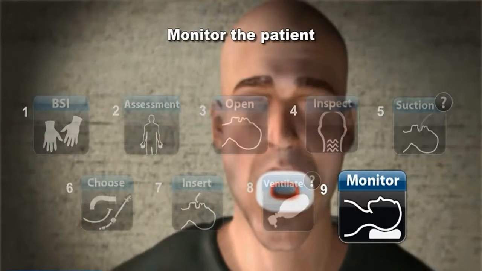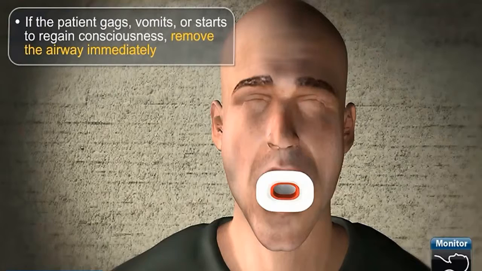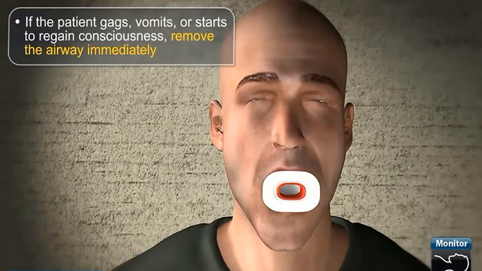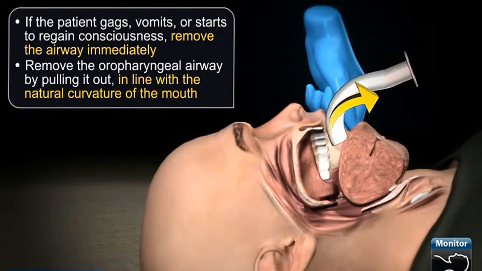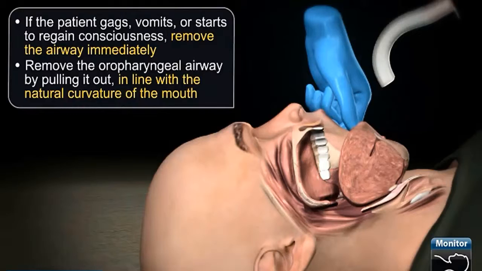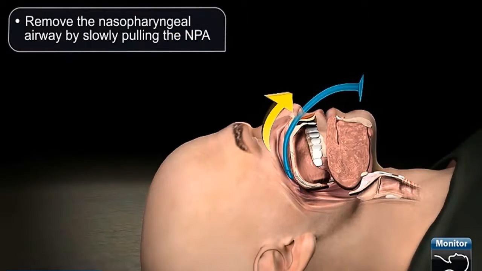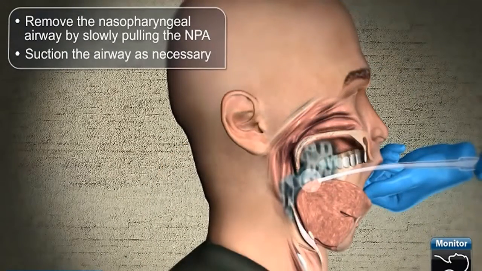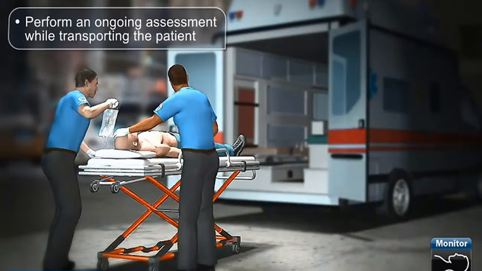Monitor the patient. If the patient gags, vomits, or starts to regain consciousness, remove the airway immediately. Remove the oropharyngeal airway by pulling it out in line with the natural curvature of the mouth. Remove the nasopharyngeal airway by slowly pulling the NPA. Suction the airway as necessary. Perform an ongoing assessment while transporting the patient.